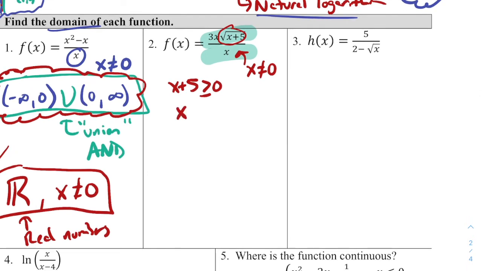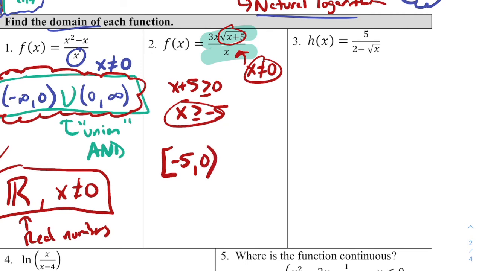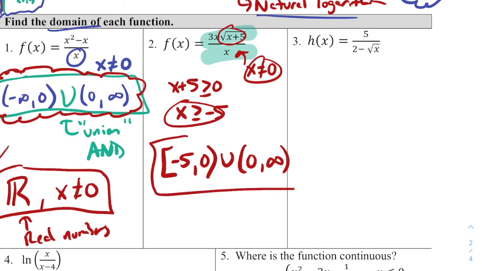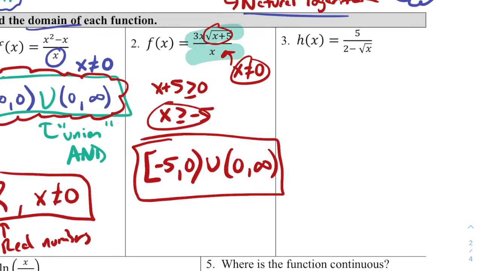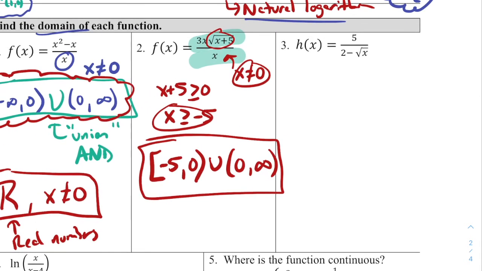So I also know that x has to be greater than or equal to -5 if we subtract that on both sides. So two key pieces: x is not equal to 0, but x is greater than or equal to -5. If I was going to do this with interval notation, our lowest number would be -5, and it is equal to that. It can go all the way up to 0, but it cannot equal 0. And we put the union between those. It can go from 0 all the way up to infinity. So this would be our interval notation. That's the way that I would write our answer for number 2.